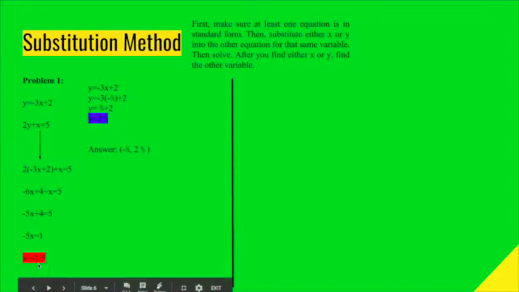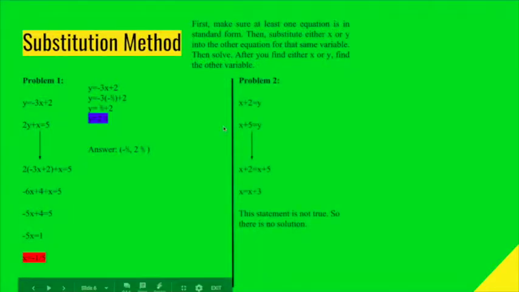Then we're going to take negative 1/5 and put that in for x in the first equation. So then we get y equals negative 3 times negative 1/5 plus 2. Then it turns into y equals 3/5 plus 2. And then it becomes y equals 2 and 3/5. So the answer is negative 1/5, 2 and 3/5.